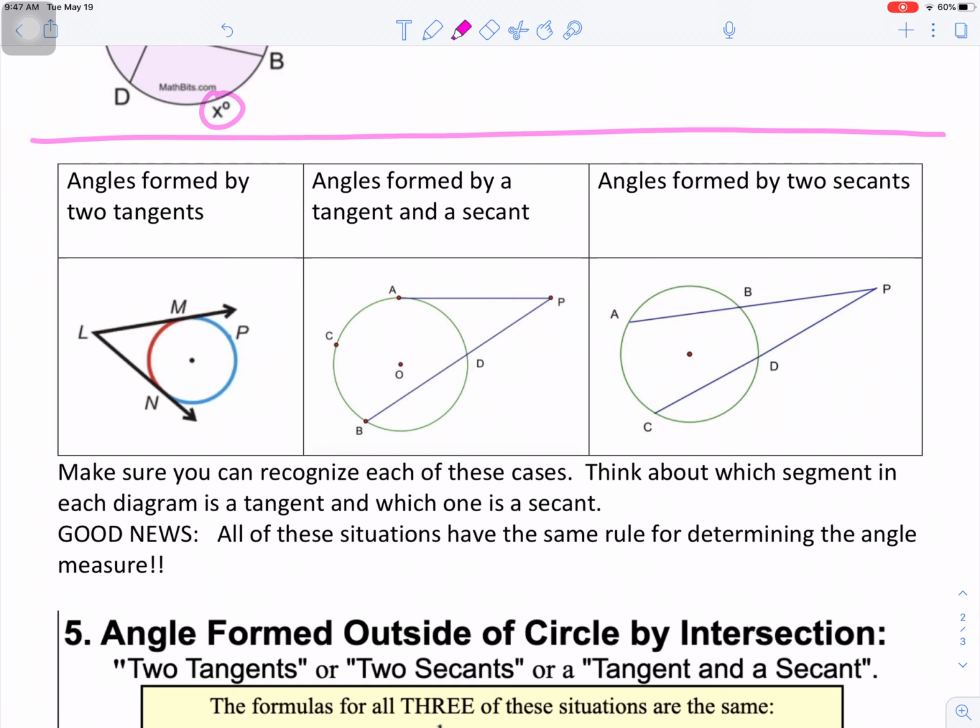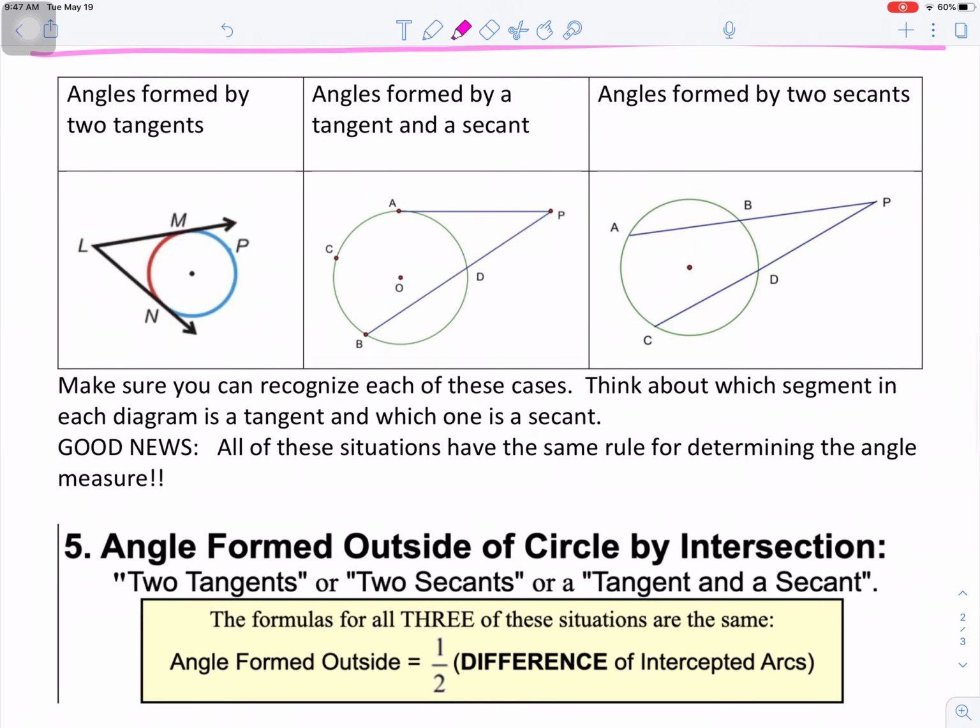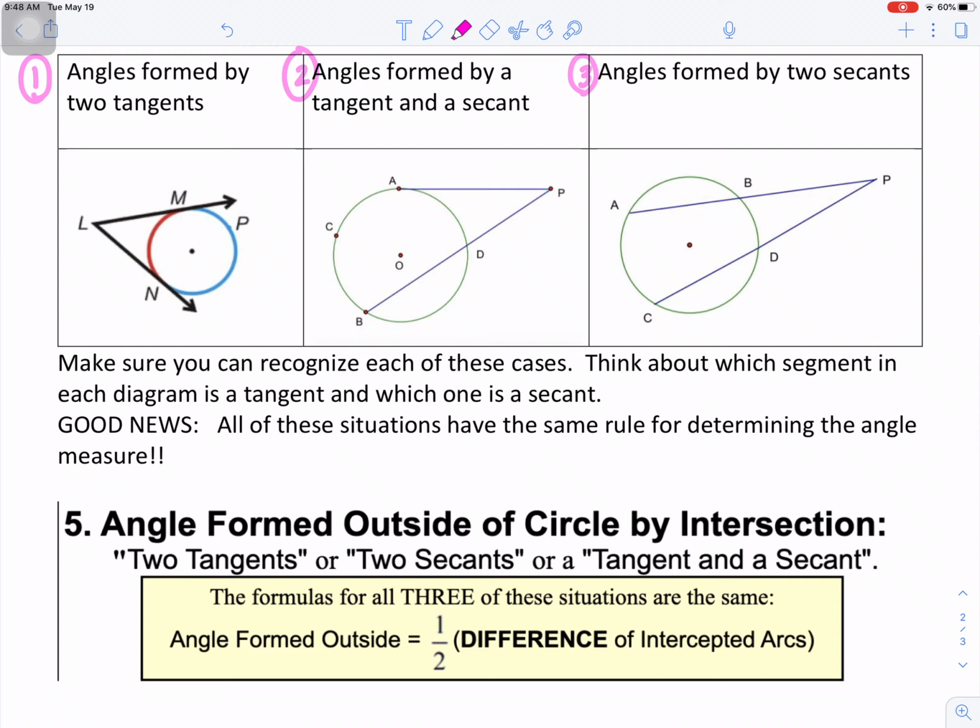Angles formed by chords. Now, we have 3 situations. Angles formed by 2 tangents, it looks like this. Angles formed by a tangent and a secant, looks like this. And angles formed by 2 secants, looks like this. Okay? Now, you need to recognize each of these cases. Look at them again and see where are the tangents, where are the secants, why is it what it is, okay? The good news is they all have the same method for finding the angle measure, okay?